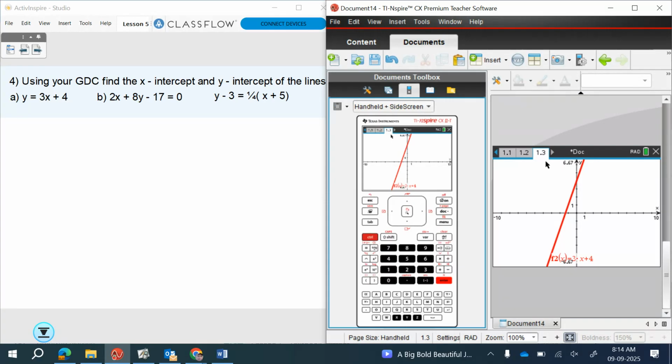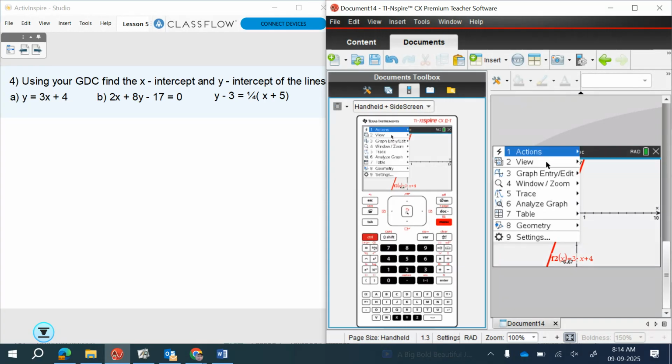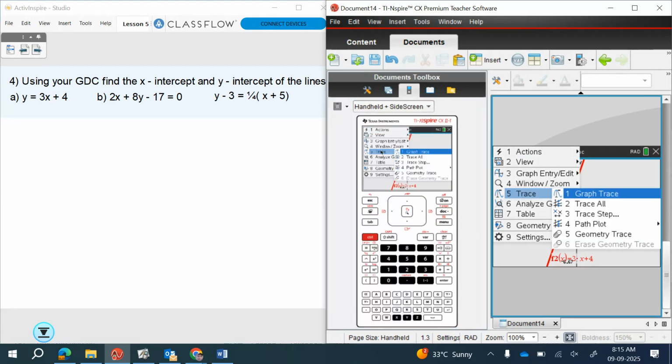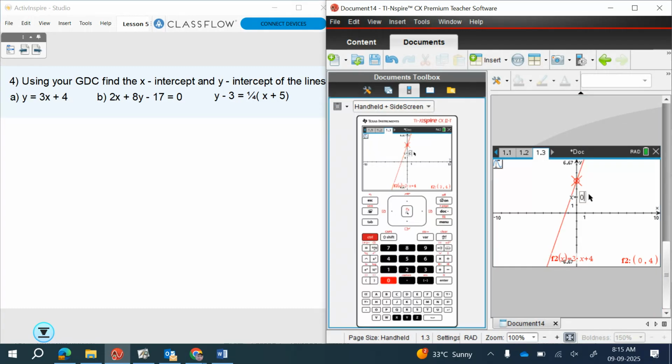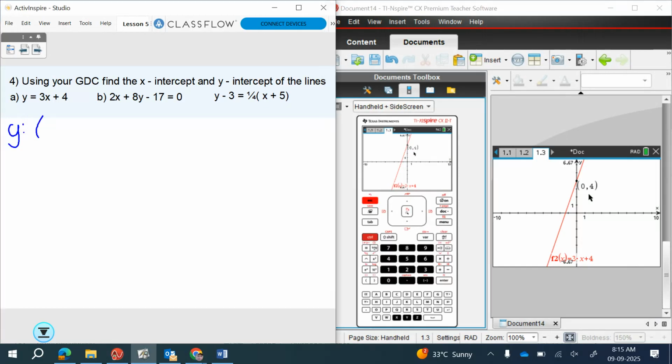So if I want to find the y-intercept, I can read it off. For this one you would need trace, number 5. So follow me along on your calculator if you are. We can use trace graph. For this what we have to do is we press 0. We want x equal to 0 and then press enter twice. And you will get the x and y coordinate for this one. So this one goes through, our y-intercept is 0, 4.